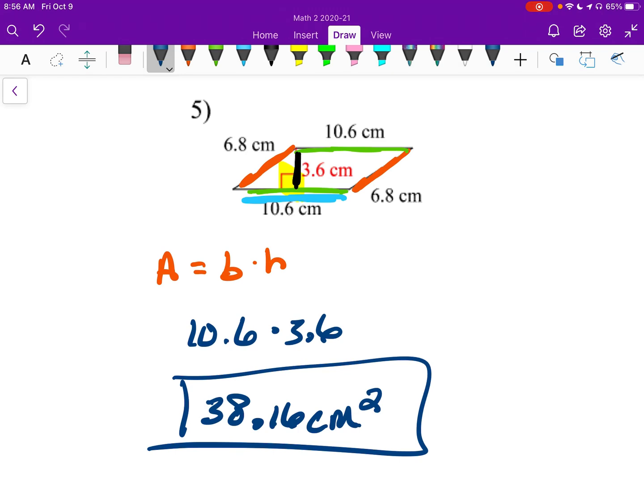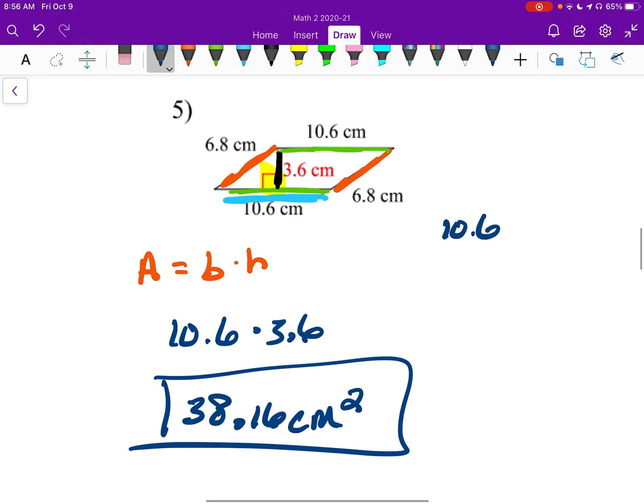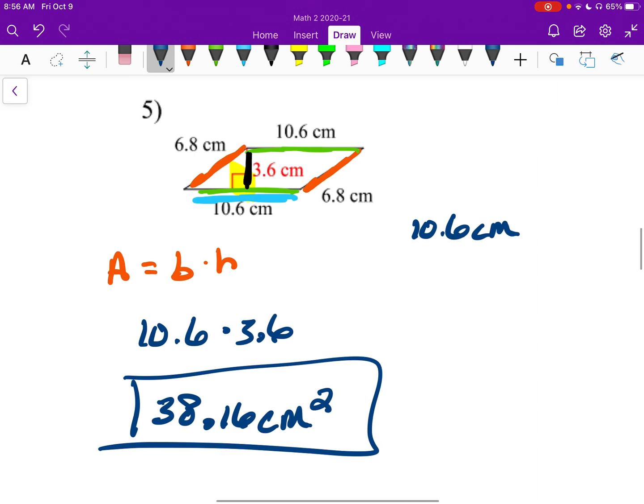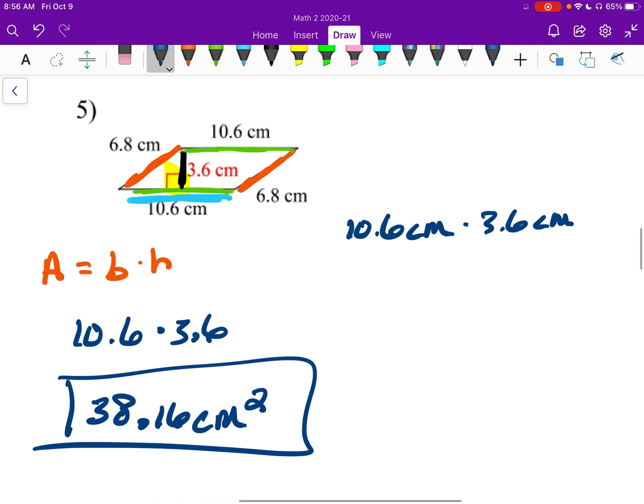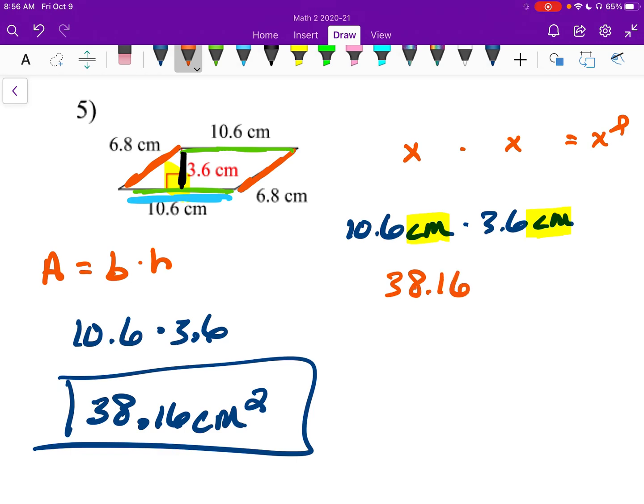One way to explain why it's centimeters squared is to say, well, really we have 10.6 centimeters, and we have 3.6 centimeters. And if we had centimeters times centimeters, just like if we had x times x, we'd have x squared, right? So this time we have 38.16 and then centimeters squared. Same idea. It works kind of like how a variable would work.